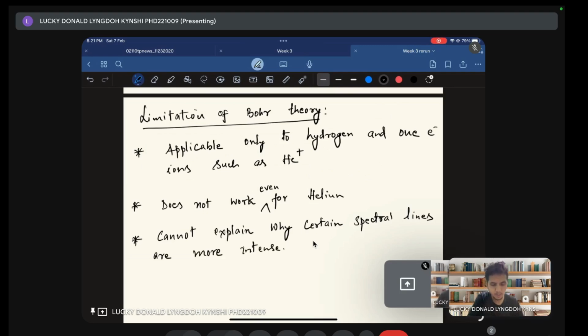What do I mean by this? Last class I told you that whenever there is a transition from an excited state to a lower state, a photon is released, and those photons have certain wavelengths. When I ask why spectral lines are more intense, it also means why certain transitions are more probable than others. Certain transitions are highly probable, whereas certain transitions are less probable. That is why Bohr's theory cannot explain why certain spectral lines are more intense compared to the other spectral lines. These are a few of the limitations of Bohr's theory.